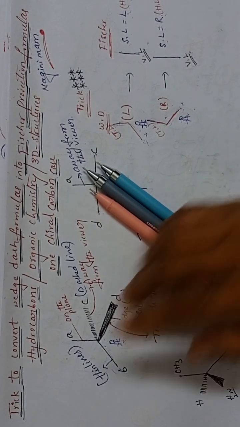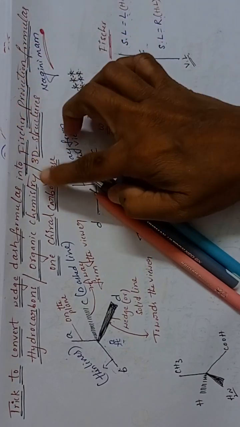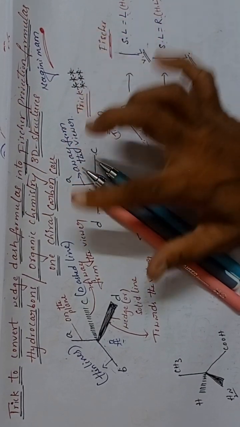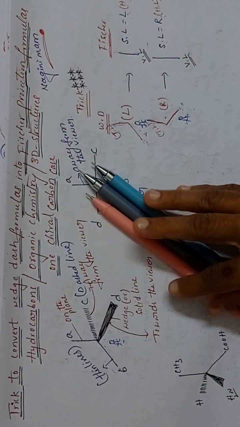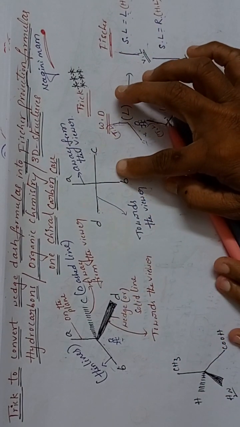In this section, I am giving an excellent trick to convert Wedge-Dash formulas into Fischer projection formulas, organic chemistry students. In case of one chiral carbon, I am discussing. This is the Wedge-Dash formula. This is the Fischer projection formula, students.